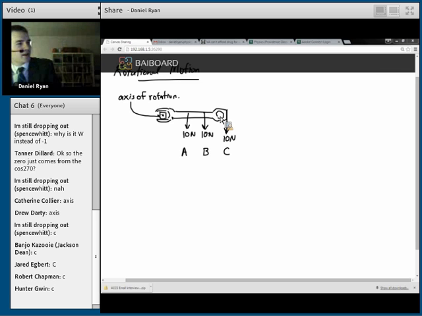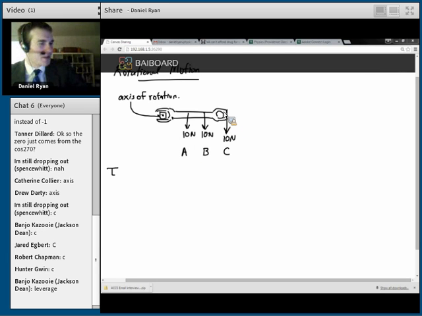Why is it that C has the greatest effect? It's mysterious. If you push down over here, you get more. Yeah, Jackson Dean is right. Leverage. Leverage is correct.